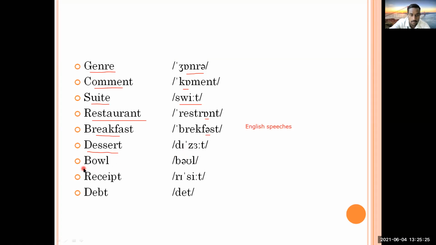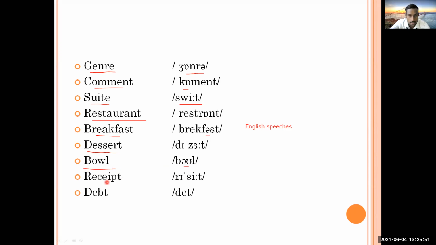The next one. What will we call it? Bowl. Yes, you're getting it exactly. It's bowl. You have to pronounce it bowl, not bowl. Many people call it bowl. It is not bowl. It's bowl. The O sound you'll get. It's bowl.